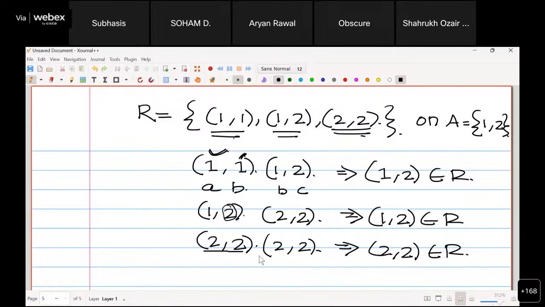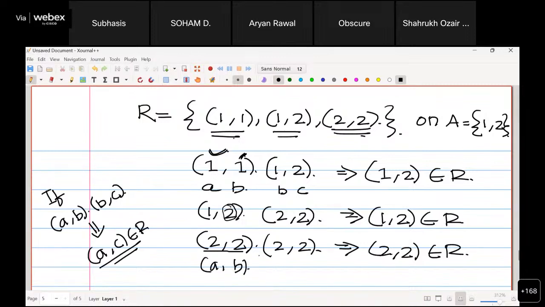It's saying if AB is there and BC is there, then AC should be there. That is the condition. So here AB is 2 comma 2. What is BC? BC is also 2 comma 2. That should imply that AC should be there. So what is AC here? 2 comma 2, right? So that's why 2 comma 2 is also there.